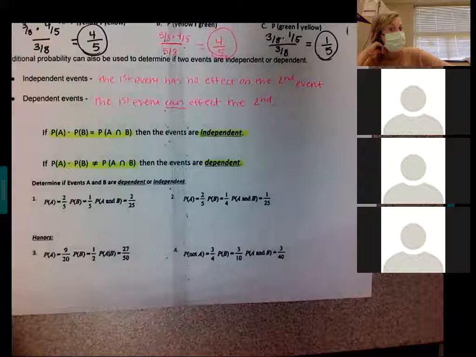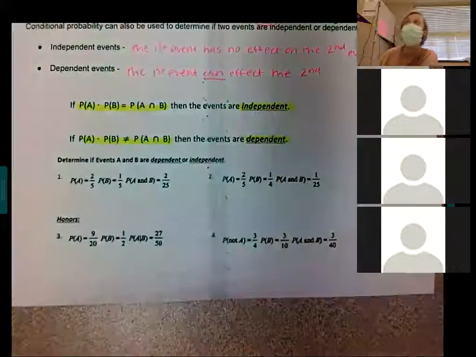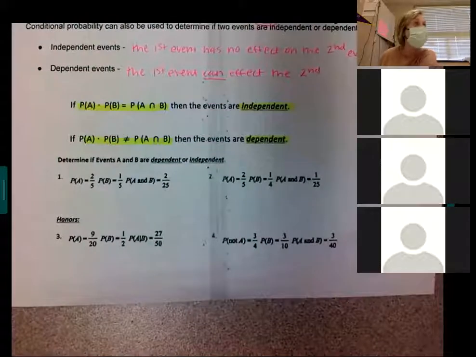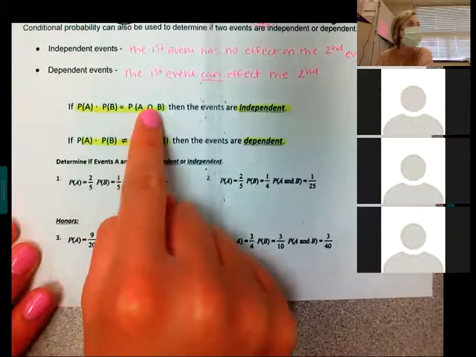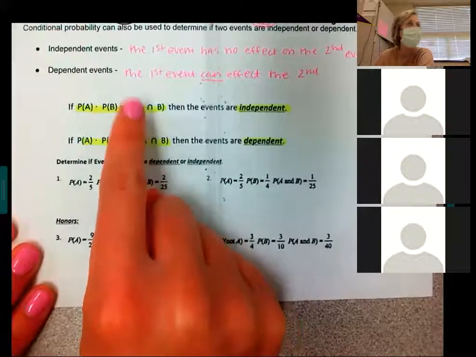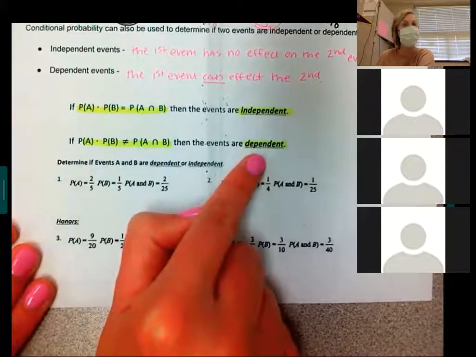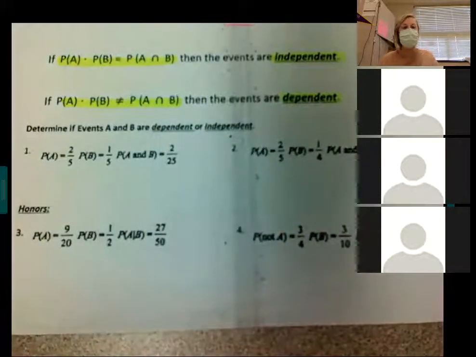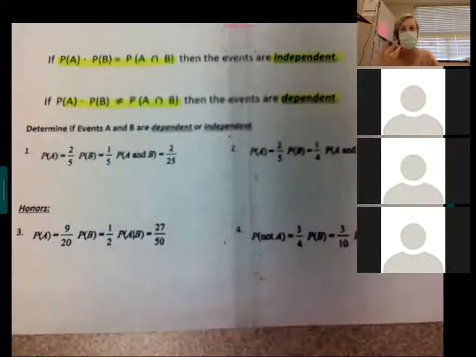It's not a vacation. So if I ask you to determine if 2 things are independent or if they're dependent, all you got to do is multiply them and see if it equals the intersection. If it does, they're independent. If it does not, then they are dependent. So y'all look at example 1. It says determine if they are dependent or independent. So what would you do?